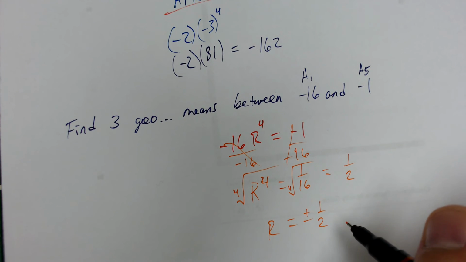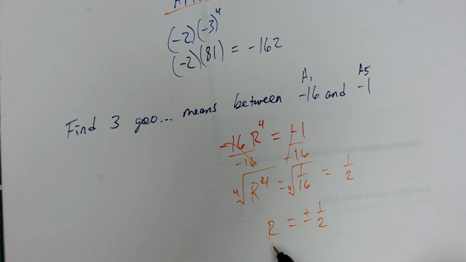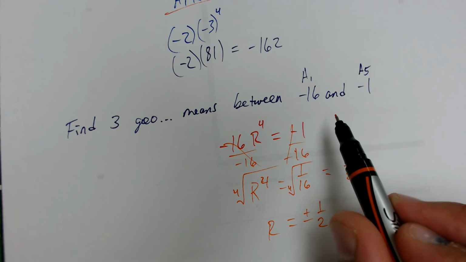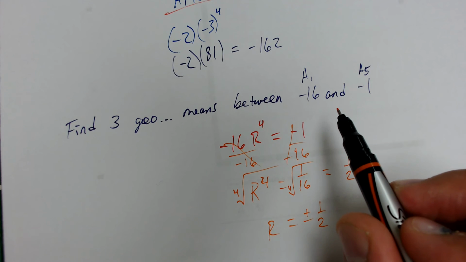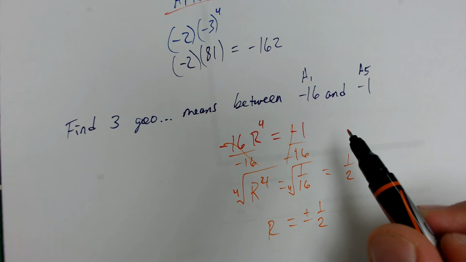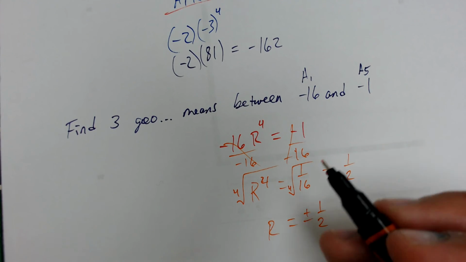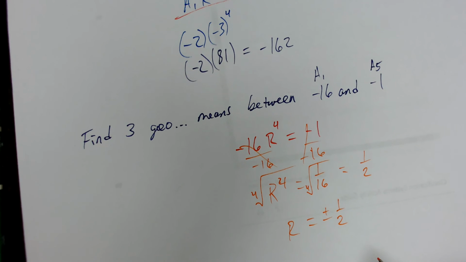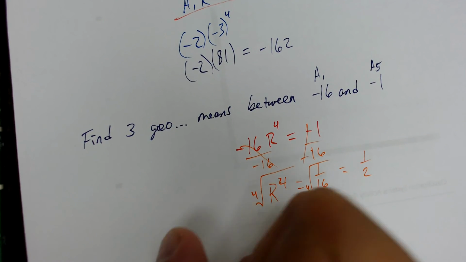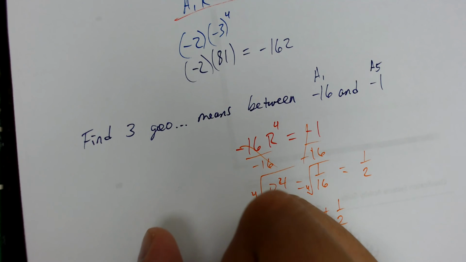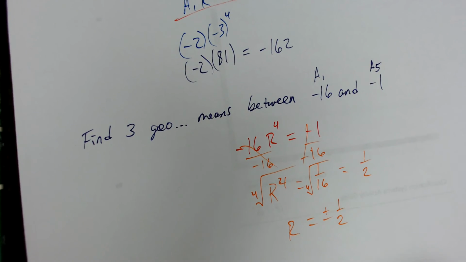So if the ratio is positive or negative 1/2, then to find the 3 terms in between, I have to take negative 16 and multiply it by positive 1/2 or negative 1/2 3 times. So negative 16 multiplied by positive 1/2 will give me negative 8. That multiplied by positive 1/2 would give me negative 4, and then that multiplied by positive 1/2 would give me negative 2. So that's one option.